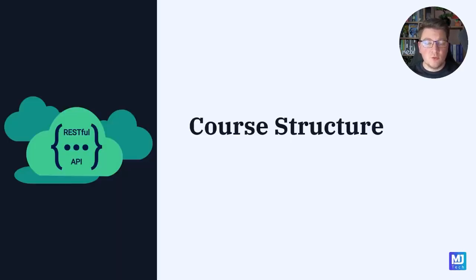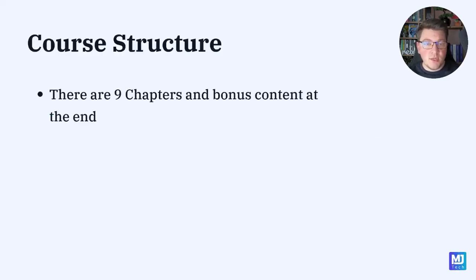Now let's spend a moment to talk a bit about the course structure, what you can expect from the course, and how to get the most out of it. And I'm also going to give you a small teaser of the application that we're going to build as part of this course. Inside of the Pragmatic REST APIs course, there are 9 core chapters, and you will find some bonus content at the end.